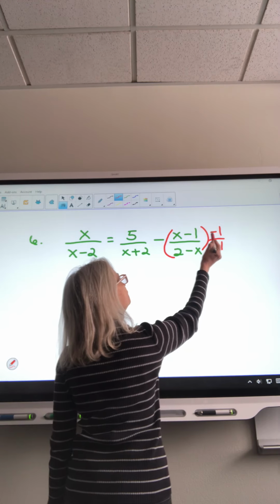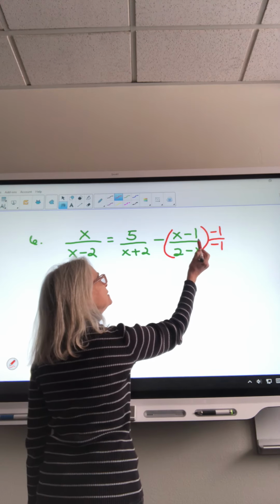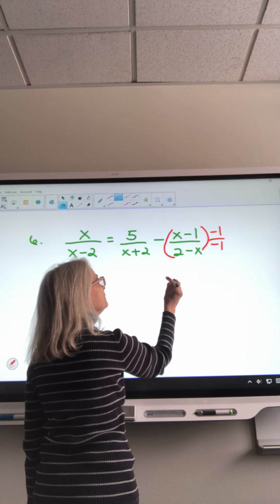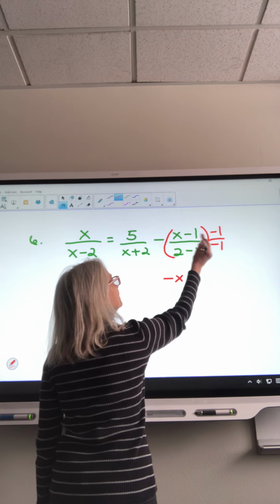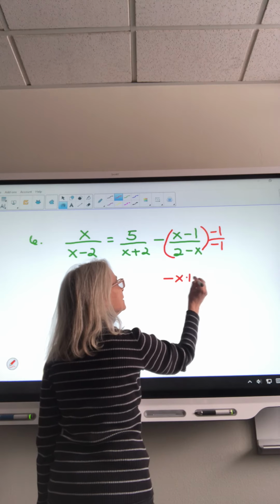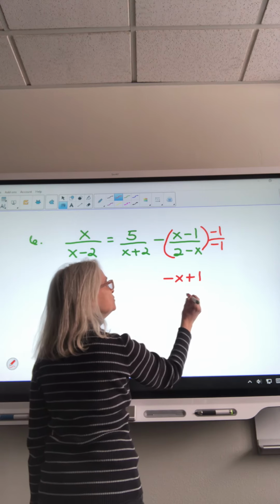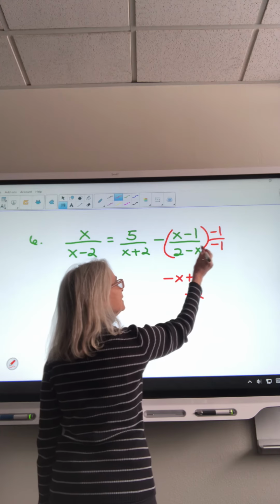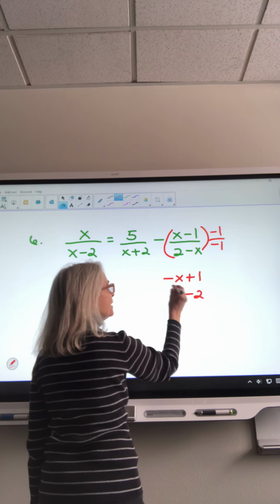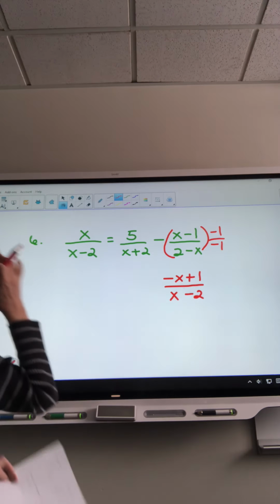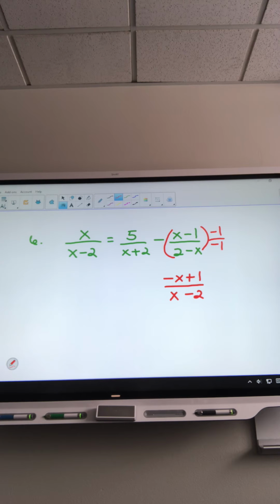So a negative 1 times x would give me a negative x. A negative 1 times a negative 1 is going to give me a positive 1. A -1 times 2 gives me a -2, and a -1 times x gives me a positive x. So now I have a common denominator. Again, I'm going to pause just so you can take time to think about that.